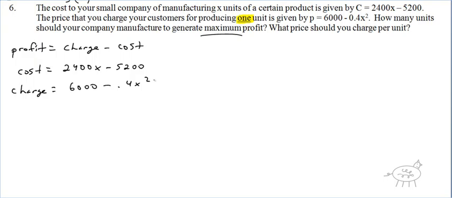That's how much you charge for 1 unit. This is the total cost because it already has 2,400x, right? This one is charged for 1 unit. So you can't have apples and oranges here, even though I like both of them. The first one's your total cost, and this one I need to rewrite as 6,000 minus 0.4x squared times the number of units. That's important. You will see that a lot.